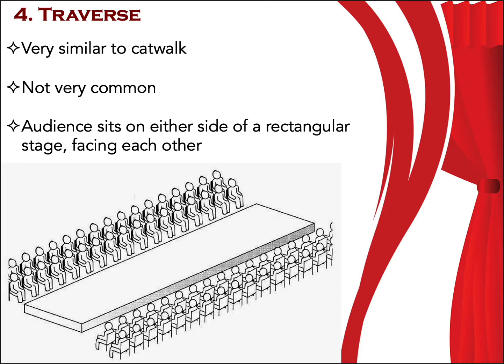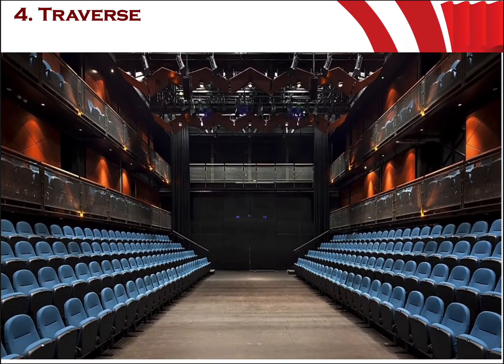So the main feature is that the audience is situated on just two sides of the stage, facing into each other. Of course, if they face out, they're not going to see anything except the backs of people's heads. So as you can see here, this is an example of a traverse stage that is not raised on a platform. There's nobody in the audience at the moment, but I'm sure you could imagine how they would look facing into each other, facing into the action.